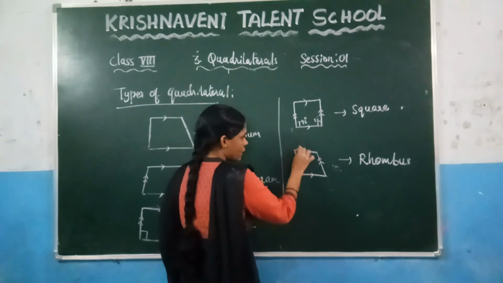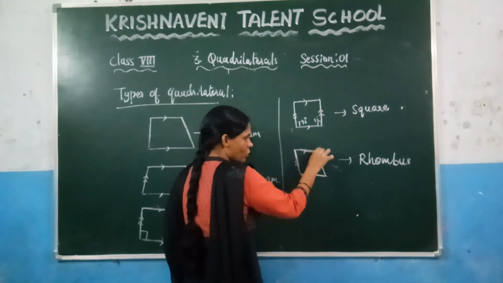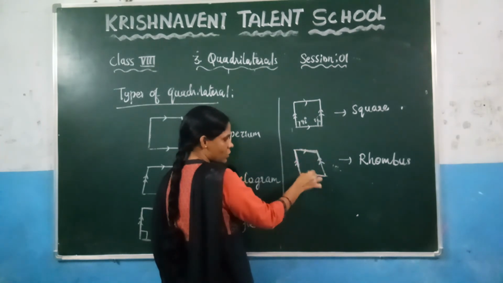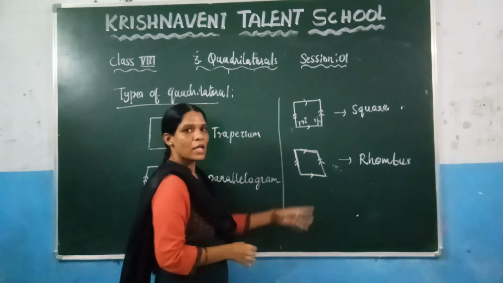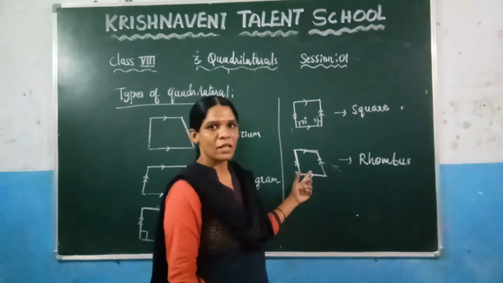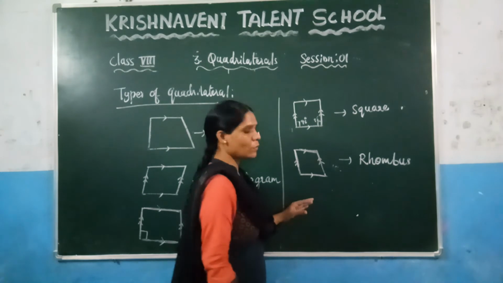If the adjacent sides are equal, what do you get here? This side is equal to this side, and this side is also equal to this side, because these two are adjacent sides. Similarly, these two are adjacent, these two are adjacent, these two are adjacent. So if all are adjacent sides, we can clearly say that all sides are equal in a rhombus. So this is about the rhombus.